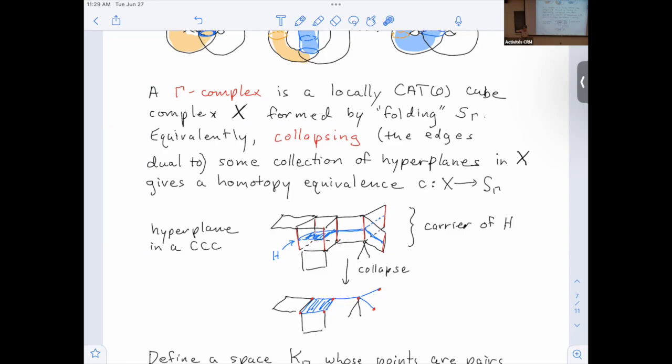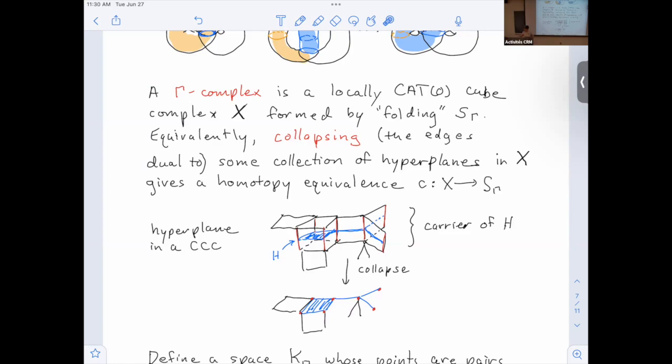So what does that look like? That looks like the hyperplane cross an interval. In every cube, you see, the hypercube has a mid plane cross an interval. So now I'm seeing not just the hyperplane, but the hyperplane cross the interval. By a hyperplane collapse, I mean take that interval and smash it down onto the hyperplane. Just take the edges that go orthogonal to this and collapse them.